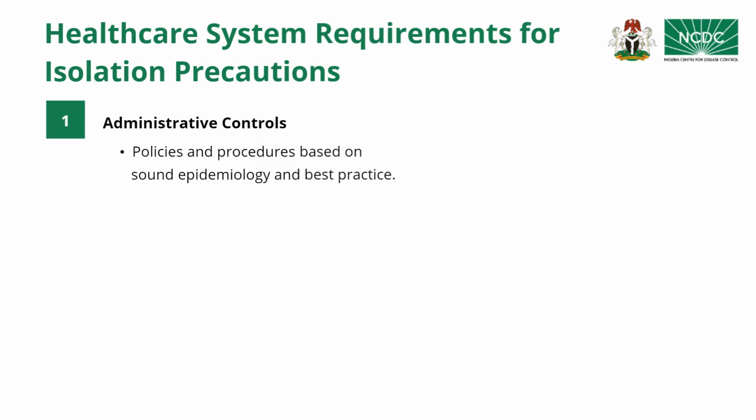All healthcare facilities in Nigeria must ensure that they have an IPC program with policies and procedures based on sound epidemiology and best practice. All healthcare workers in the health facility should be correctly trained on the basic IPC procedures and should be able to implement standard precautions as well as droplet, contact, and airborne precautions.